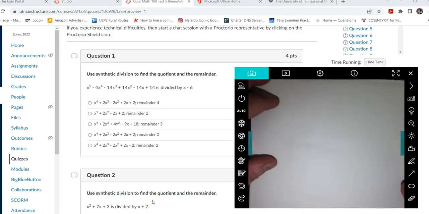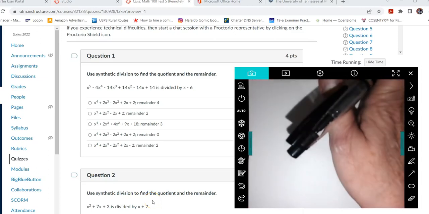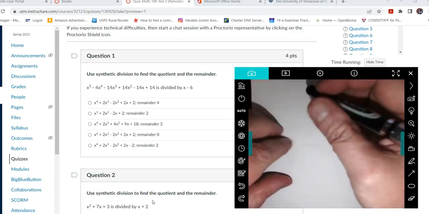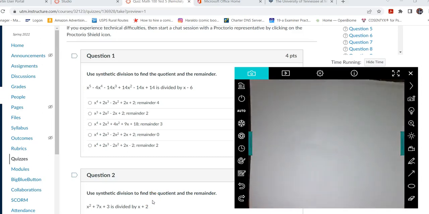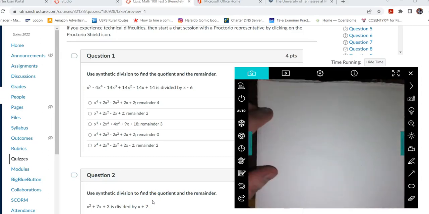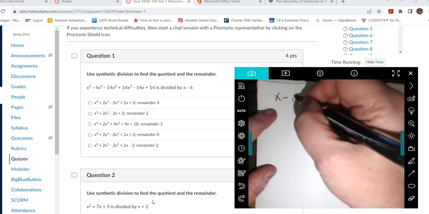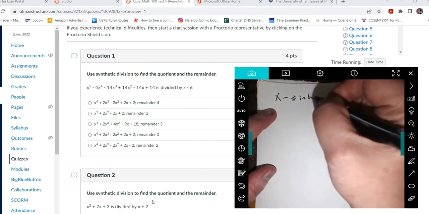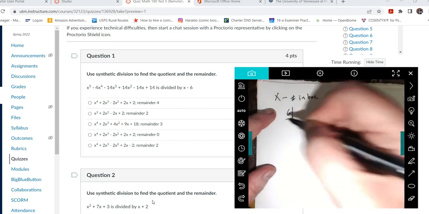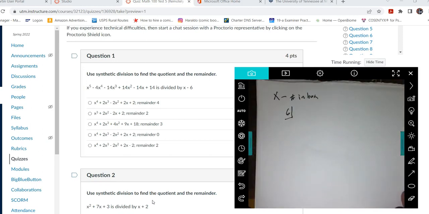Okay, so let's look at this first problem. If we're going to use synthetic division to divide by x minus 6, remember it's x minus the number in the box. So if I'm dividing by x minus 6, then a 6 goes in the box.